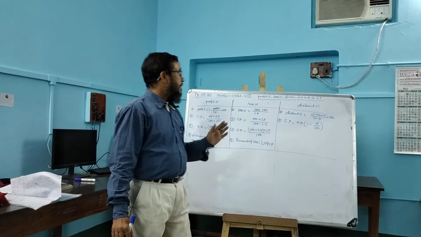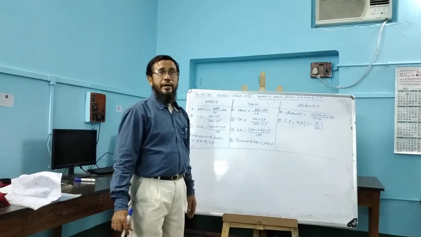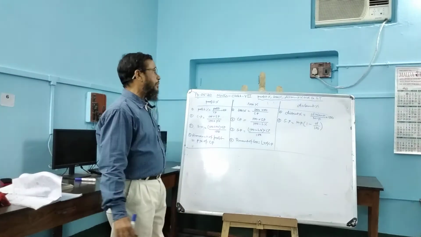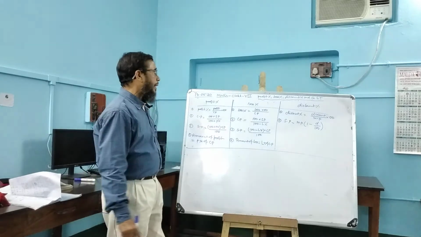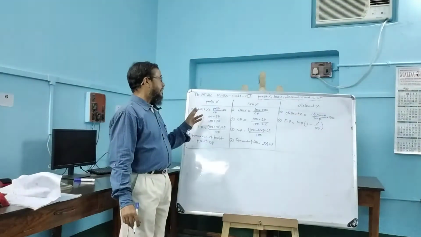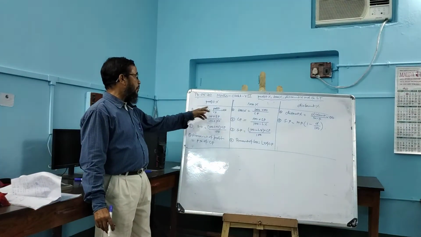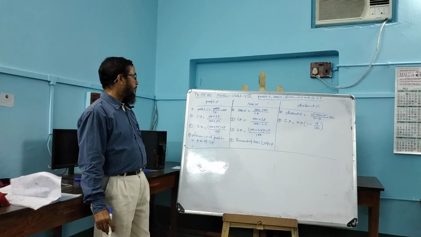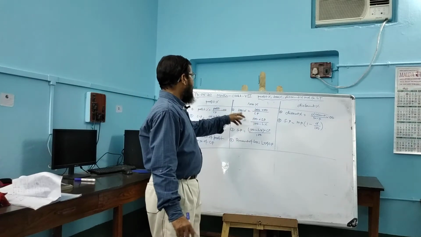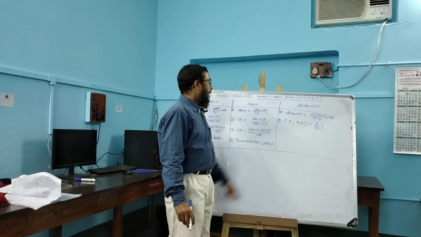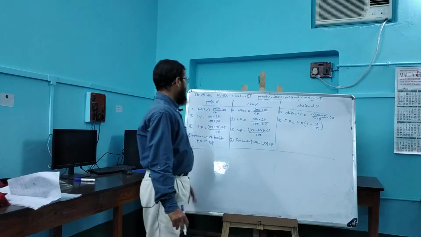Profit percent, loss percent, and discount percent. About these three, you are well known. I think everything is known to you, and all the formulae are also known to you. Again, I am repeating those. Profit percent equals profit by CP into 100, loss percent equals loss by CP into 100, and discount percent equals discount by MP into 100.